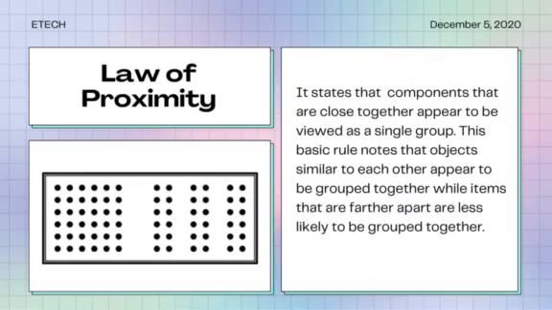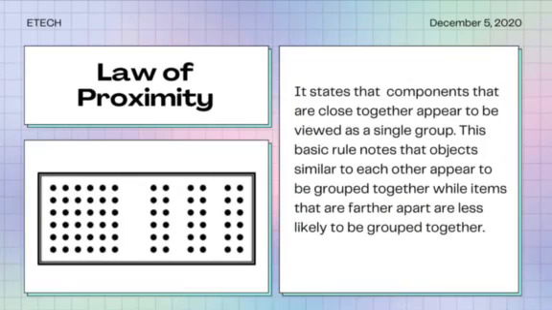The law of proximity describes how the human eye perceives connection between visual elements. Elements that are close to each other are perceived to be related or grouped, when compared with elements that are far away from each other, which are perceived to be unrelated or ungrouped.